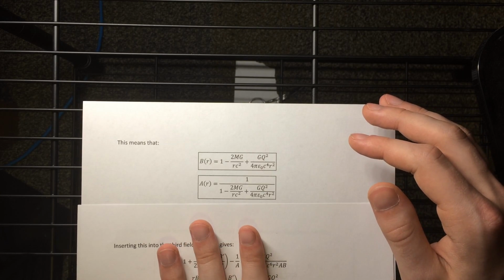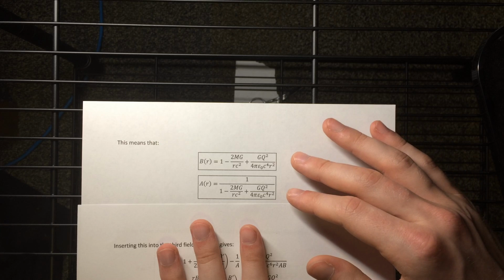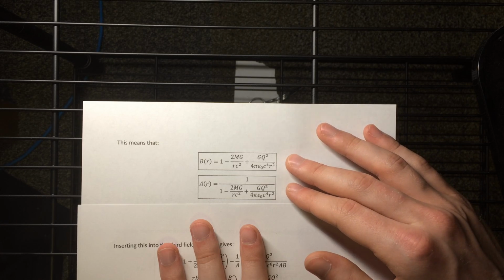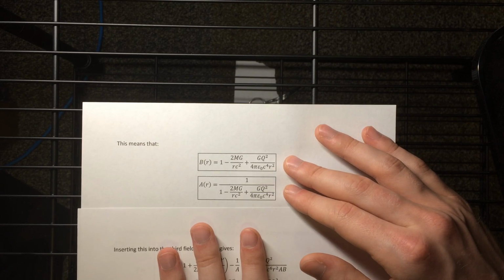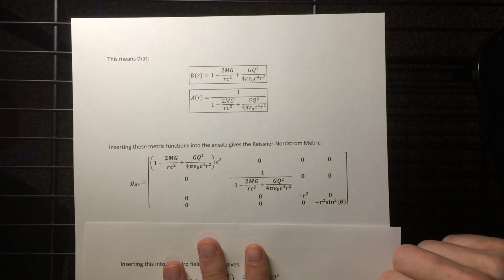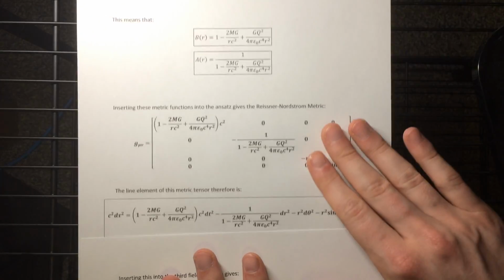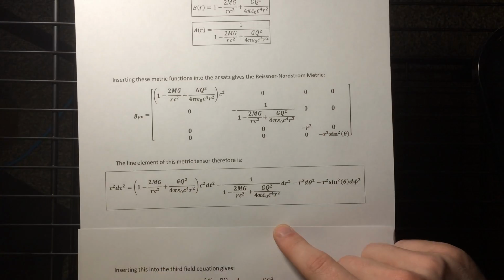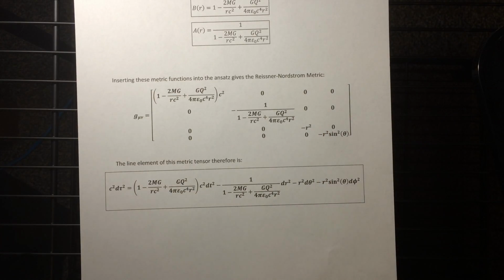So that means we're done, because we can get the Reissner-Nordstrom metric now just by plugging these values in for the unknown metric functions. When we do that, we get this gorgeous thing. It's the Reissner-Nordstrom metric. The line element is this, so this is the famous result. That is the Reissner-Nordstrom metric. It's a line element, and that is how you solve the Einstein field equations for the Reissner-Nordstrom metric.